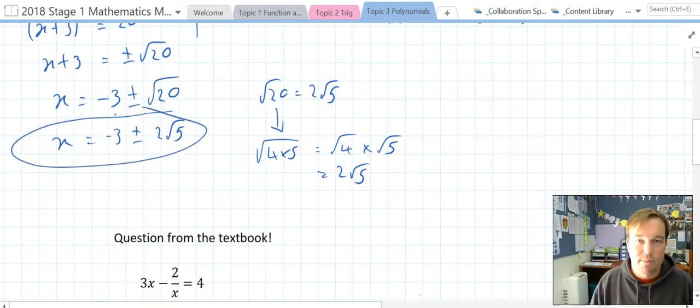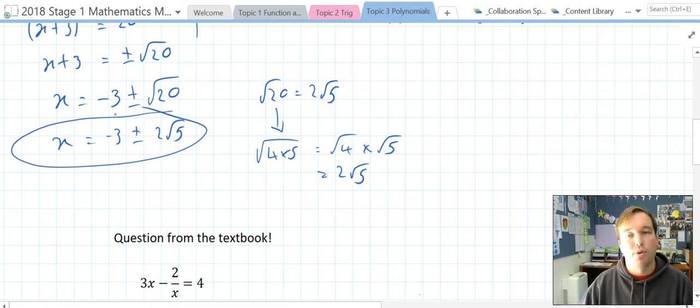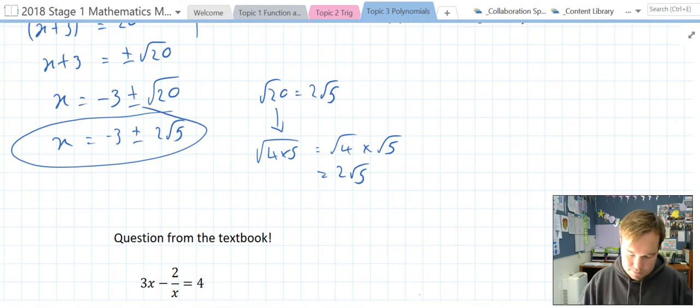And note that they're not whole numbers, but you wouldn't expect them to be. If you could factorize it, then you get whole numbers. Here you can't factorize, so you're not going to get a whole number answer.